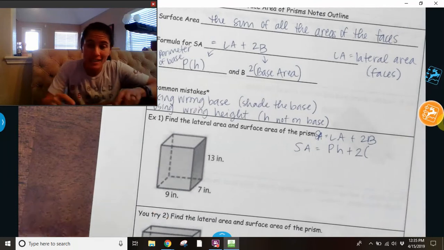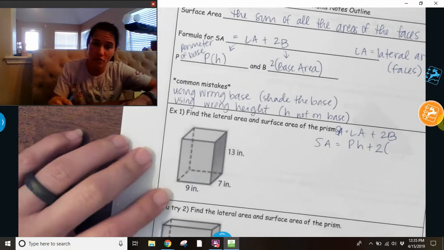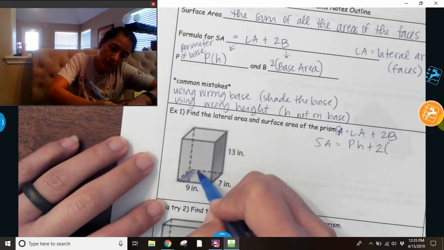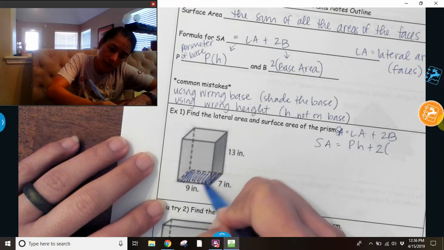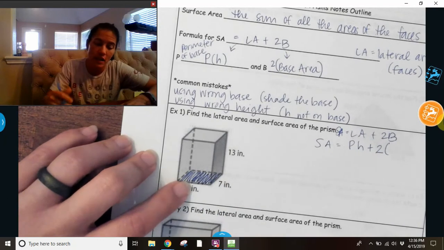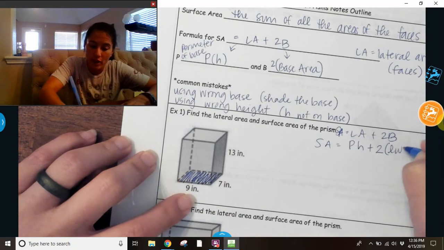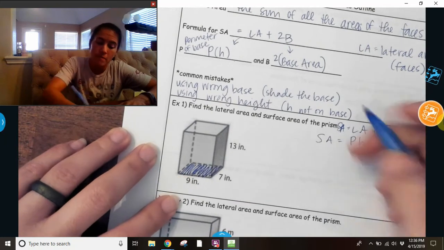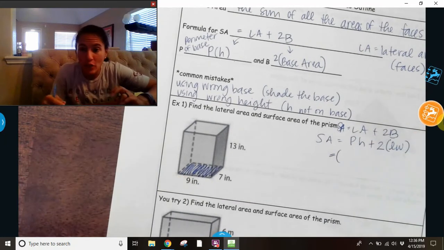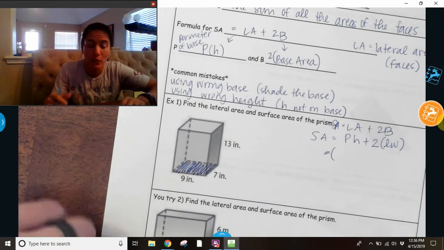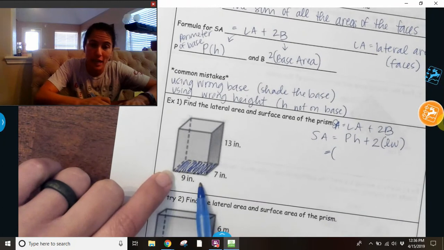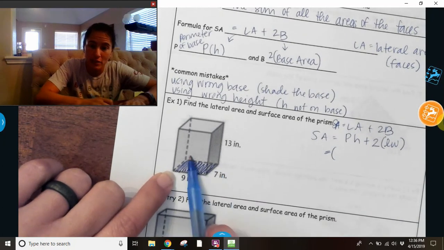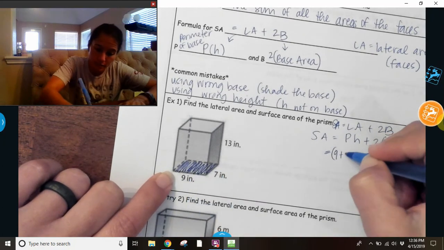Now, the base shape. So let's look at this. This is a rectangular prism. The base is down here, so shade the base in. This will help us focus. And the base area of a rectangle is length times width. So now we need the perimeter of the base. Capital P is the perimeter of the base. So the perimeter is 9 plus 7 plus 9 plus 7.